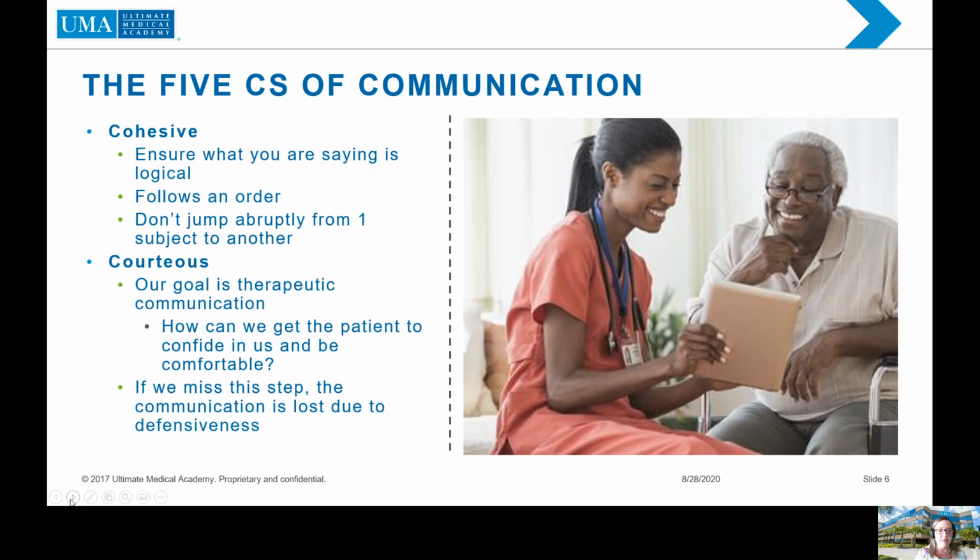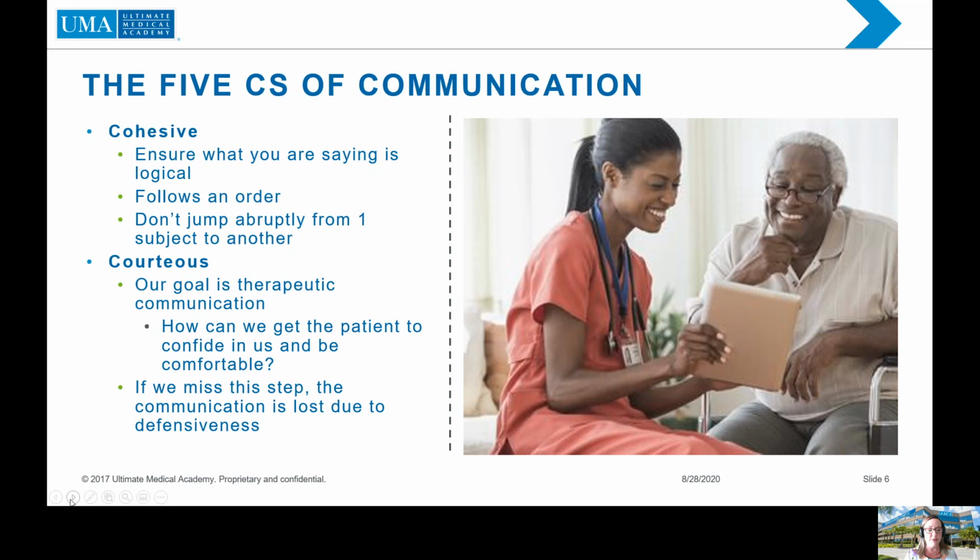And then last here is courteous. Remember, we just talked about what our goal is for therapeutic communication. Our goal is to have our patient feel comfortable with us, that they can open up and talk with us. They can tell us their problems. They can talk about their concerns. They can let us know what they're worried about. So how can we make sure that the patient can confide in us and that they're comfortable?